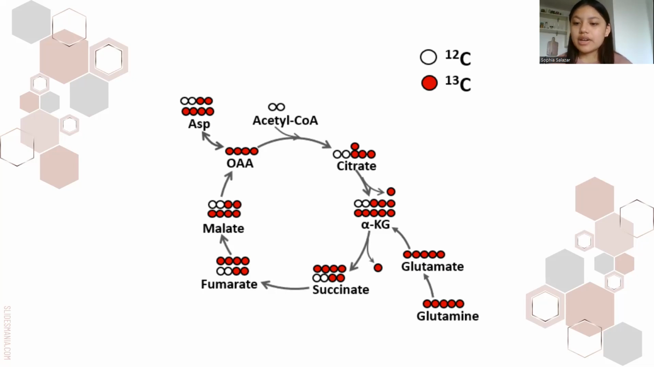The uniformly labeled carbon-13 glutamine is fed into either red or white blood cells to examine the flow of carbon. You can see here the uniformly labeled carbon-13 glutamine enters the cell, and then it converts to glutamate, alpha-ketoglutarate, etc.